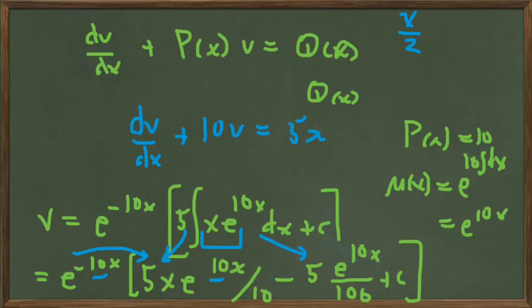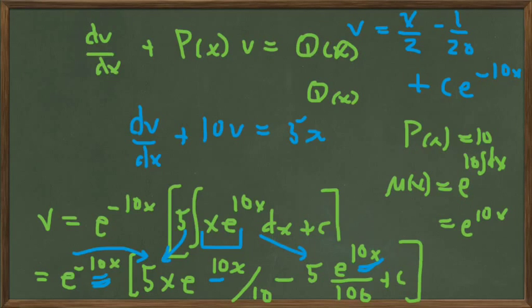And then the e to the minus 10x times the e to the 10x here just gives us the constant minus 5 over 100, which is minus 1 over 20. And then we have c times e to the minus 10x. And that is our v.